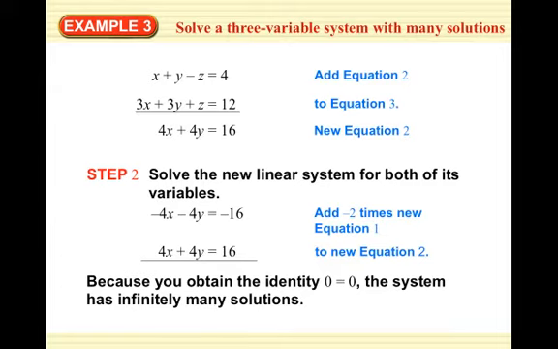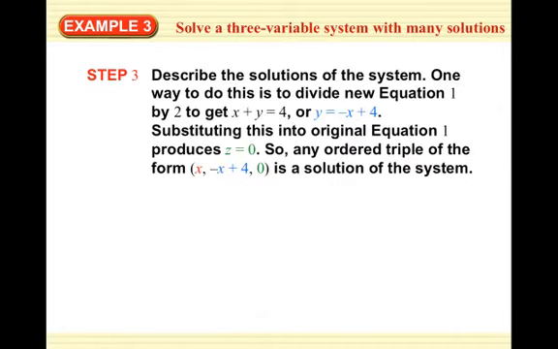And back when we had just two variables, we just left it as infinitely many solutions. This time, we're actually going to come up with expressions for the 3 variables. We're going to let x be x, and we're going to solve one of the new equations, the ones just in terms of x and y, for y in terms of x, and then we'll figure out what z would have to equal. Okay, so describe the solution of the system.